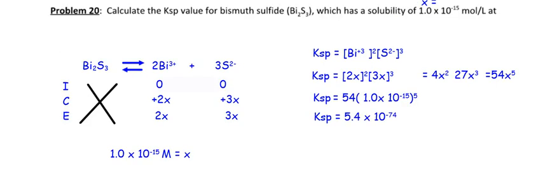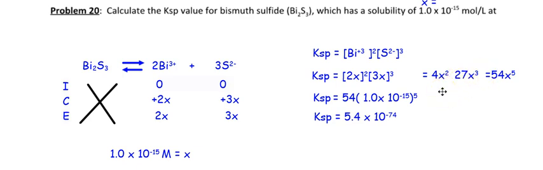Okay, so calculate the Ksp value for bismuth sulfide, which has a solubility of 1 times 10 to the negative 15th. That's your X again, isn't it? So that's your molar solubility. Well, what made this so interesting is that you have a 2X and a 3X, okay? So when you put this in the law of mass action, you get 2X squared times 3X cubed. Well, what's 2 squared? That's 4X squared. What's 3 times 3? 9. Times 3, 27. So it's 27X cubed.